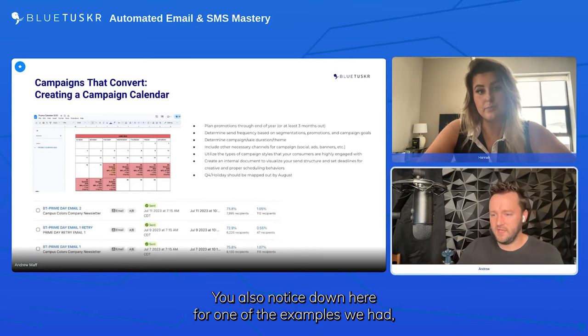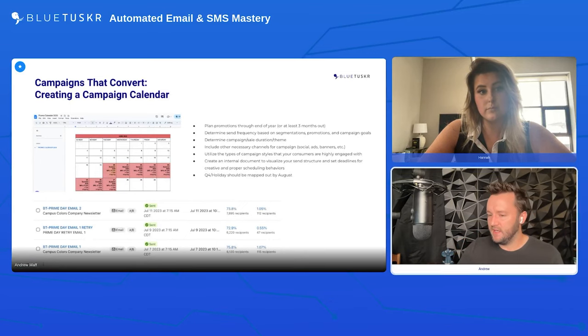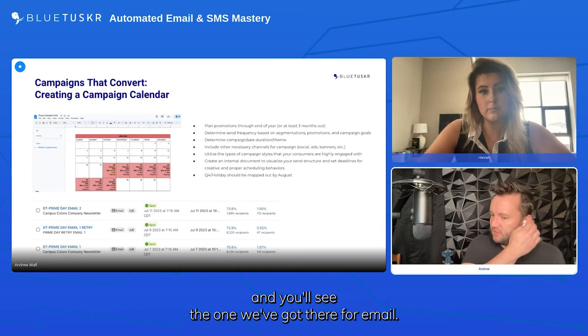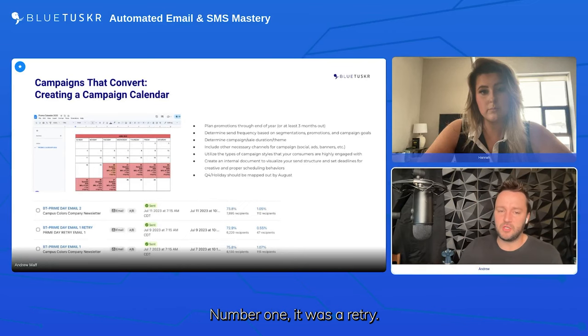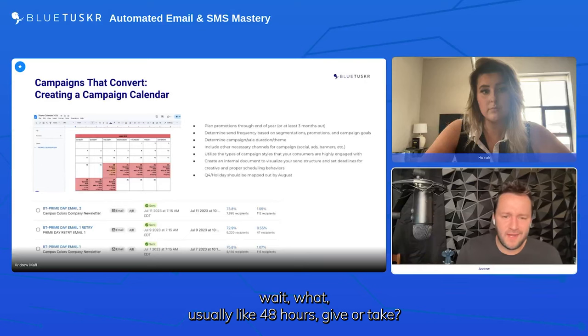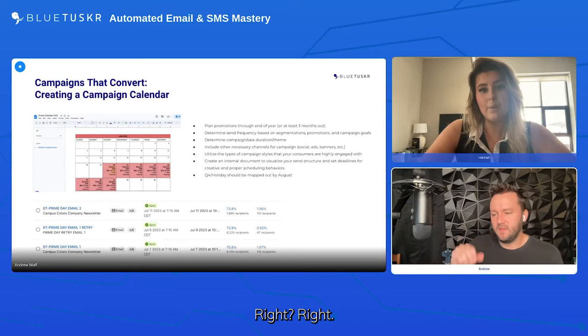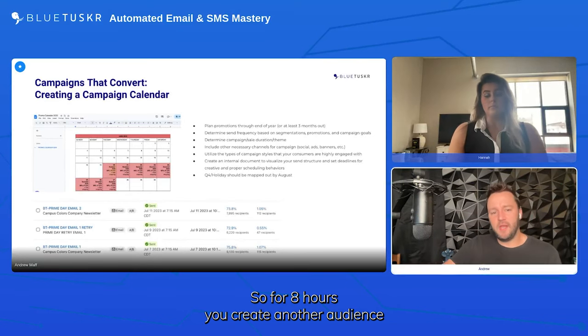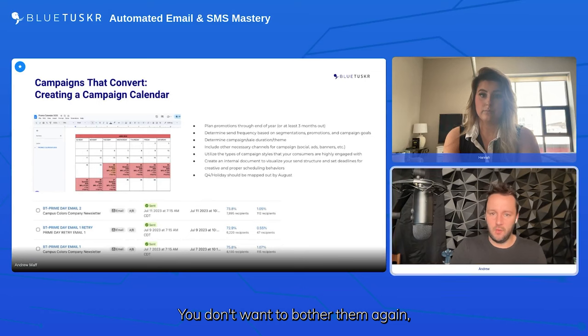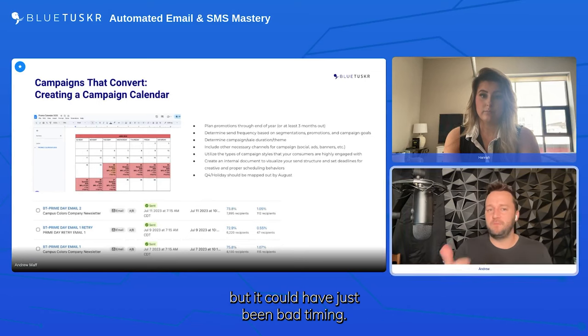And you also notice down here for one of the examples, this was someone we worked with where we're doing some stuff for Prime Day. You'll see the one we've got there for email number one, it was a retry. So what we like to do is send out your campaign, wait usually about 48 hours, give or take, and then create another audience of people who didn't open the original email. If they opened it, they saw it, you don't want to bother them again, but it could have just been bad timing.